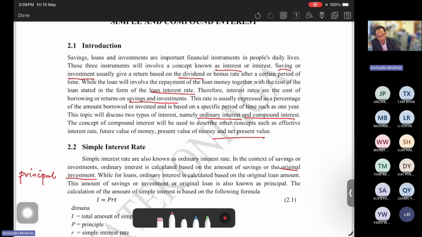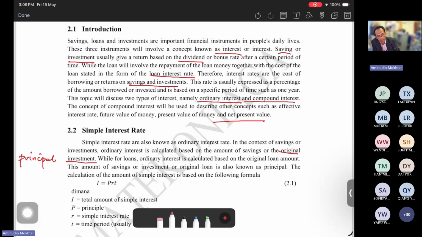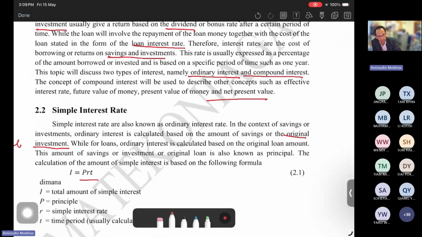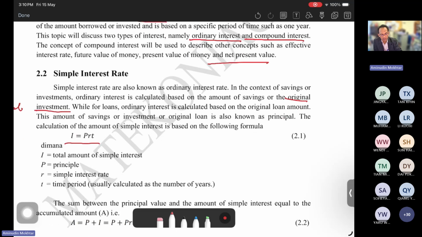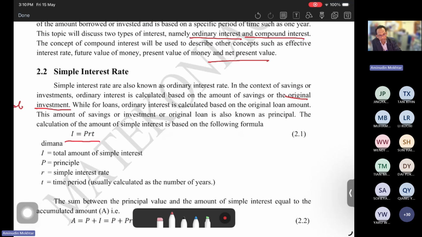That's why the simple interest can be calculated based on the following formula. You can refer to formula 2.1. I equal to P times R times T, PRT, where I is the total amount of simple interest, P is the principal, R is the simple interest rate, and T is the time period, usually calculated as a number of years.